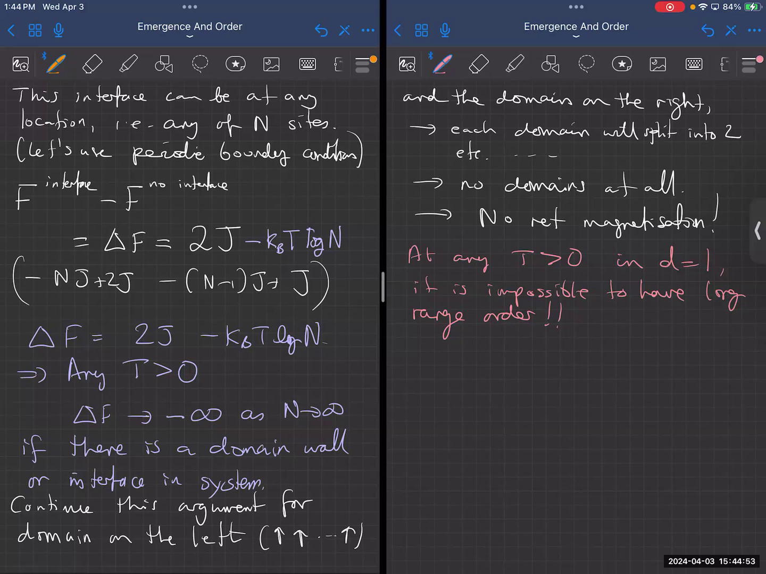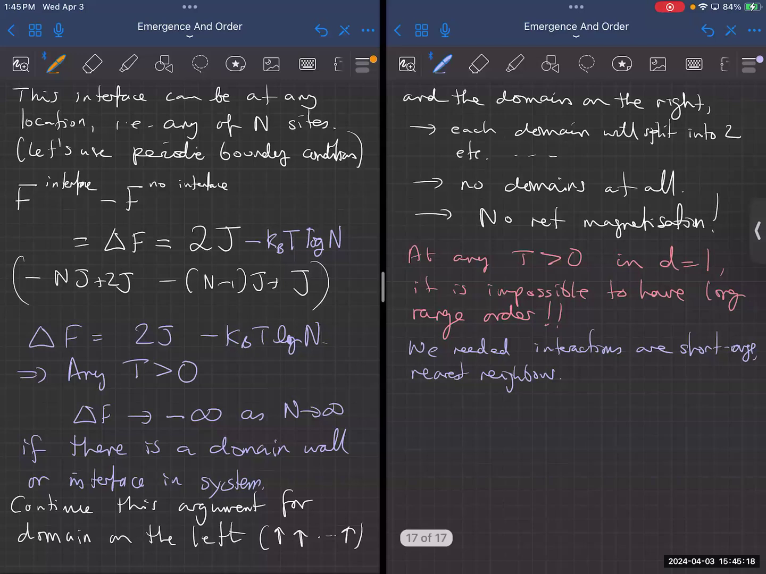But I'd still be able to do exactly the same argument. So basically, all that we needed for this argument to happen is that the interactions are short range. In this case, we used a nearest neighbor. But if it was next nearest neighbor or something like that, it would still work. And then you say, okay, fine, let's suppose the interactions decay exponentially. It'll also work. Let's suppose the interactions decay as a power law. It'll still work, but only if the power law exponent is greater than 2.